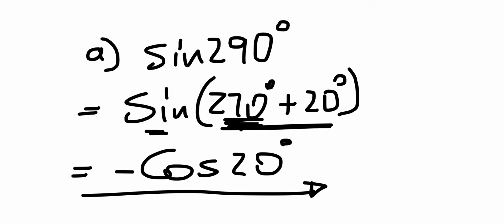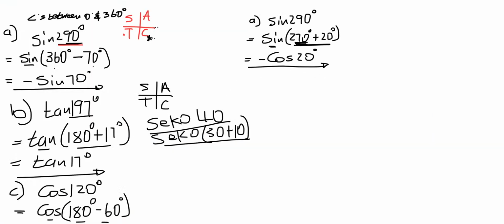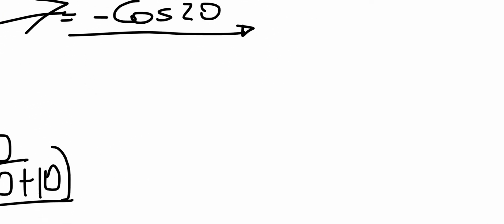Even if you punch negative cos 20 degrees and press equals to, it still gives you that same answer as when you punch sine 290 degrees, where you used the one for 360 and got negative sine 70. But when you use the one for 270, you get a different trig ratio as your final answer, but the value is still the same. So maybe let's do another one using that.